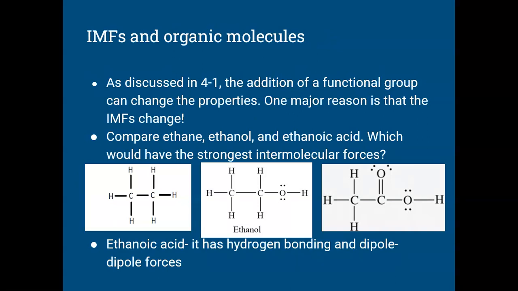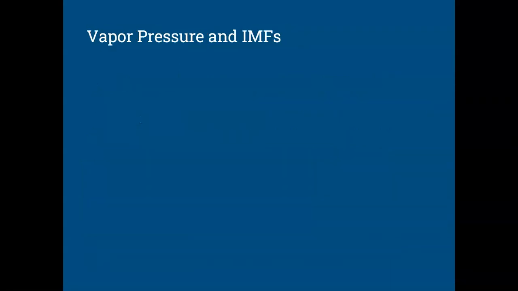All right, so we know that the addition of a functional group can change the properties. So when we look at ethane, ethanol, and ethanoic acid and try to think about which has the strongest intermolecular forces, it winds up being ethanoic acid. It has hydrogen bonding that occurs when we have the OH over here. Ethanol has hydrogen bonding as well, but it also has this dipole-dipole interaction with the carbonyl group, the carbon and the oxygen. Ethane would have the weakest intermolecular forces because it's a completely non-polar molecule, so it would only have dispersion forces.